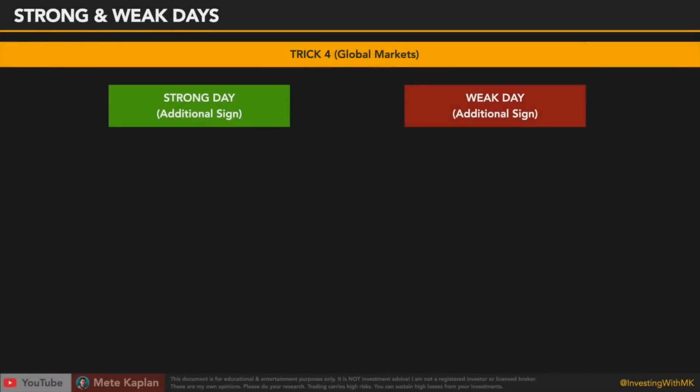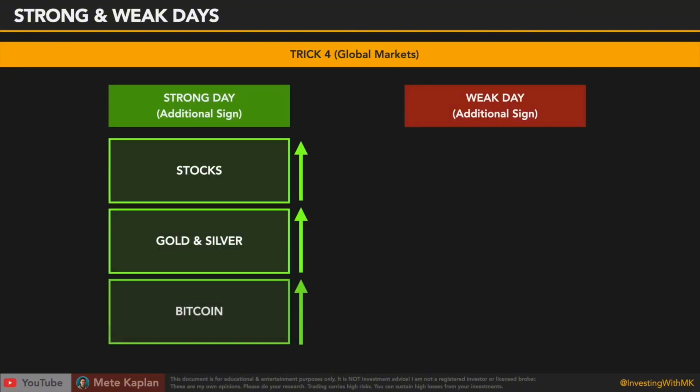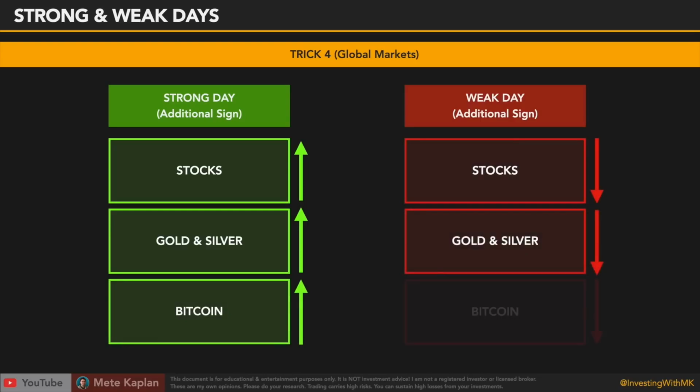My final trick is the global markets. Remember, all markets and all the money are connected to each other in the world. You will generally notice that they act together in the strong days. Stocks, gold, coins. Or they tend to crash together. Stocks, metals, and coins. Now, this is not a very effective sign for crypto trading. However, I wanted to point this out.